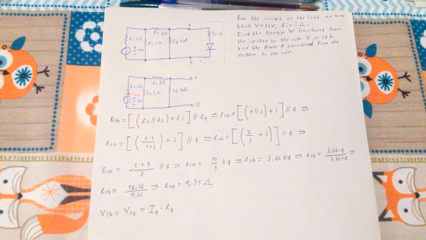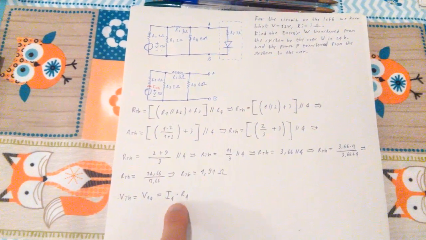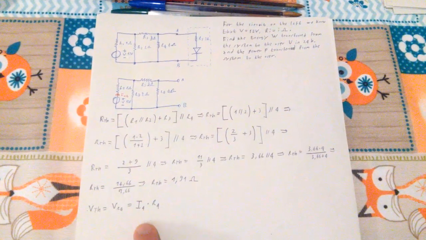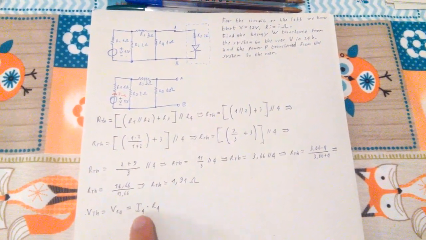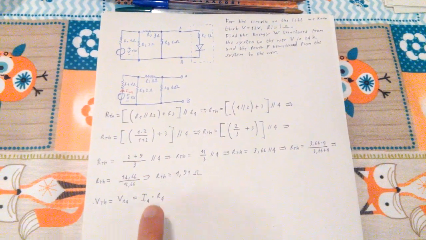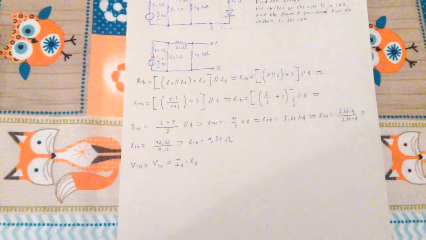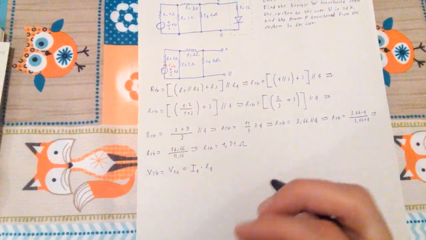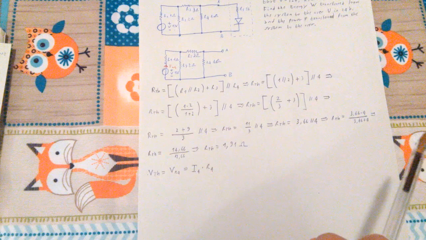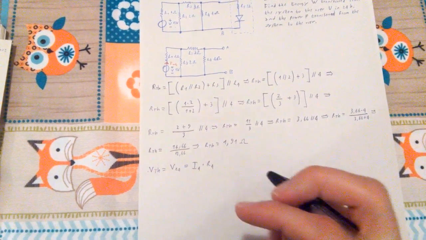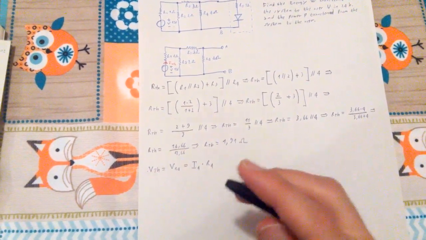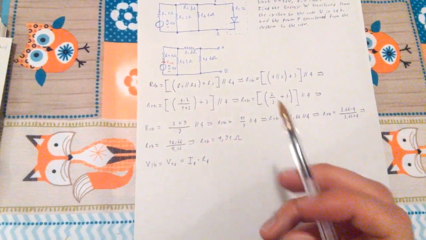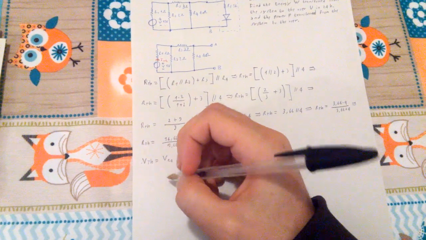Now, we've got to find I4 first, because we do know R4, which is 4 ohm, but we don't know what I4 is. So we've got to find I4. Now, to find I4, we actually have to find R total and I total. So let's do this.